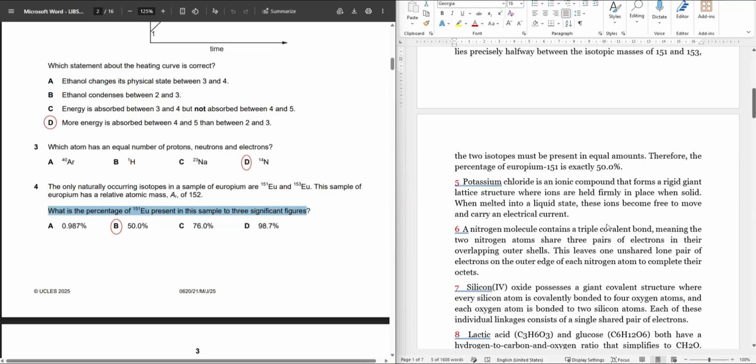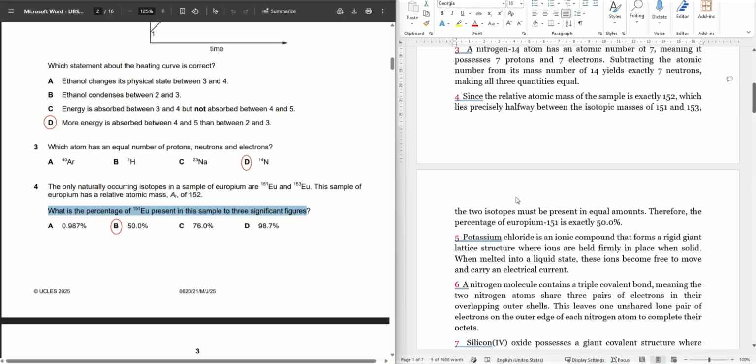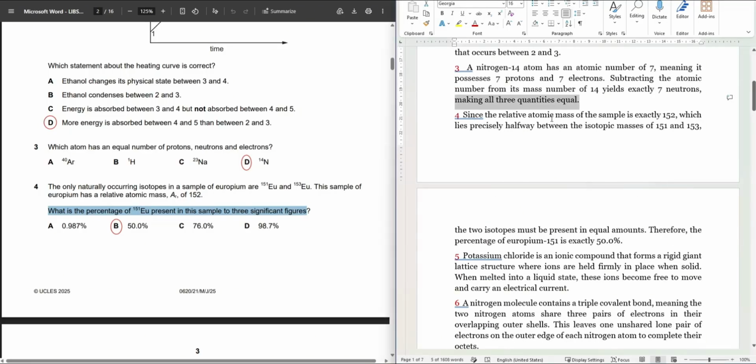In order to answer this, we have the logic that since the relative atomic mass of the sample is exactly 152, which lies precisely halfway between the isotopic masses of 151 and 153, the two isotopes must be present in equal amounts. Therefore, the percentage of europium-151 is exactly 50%. Therefore, we choose our answer B, which is 50%, based on the logic that we have explained.